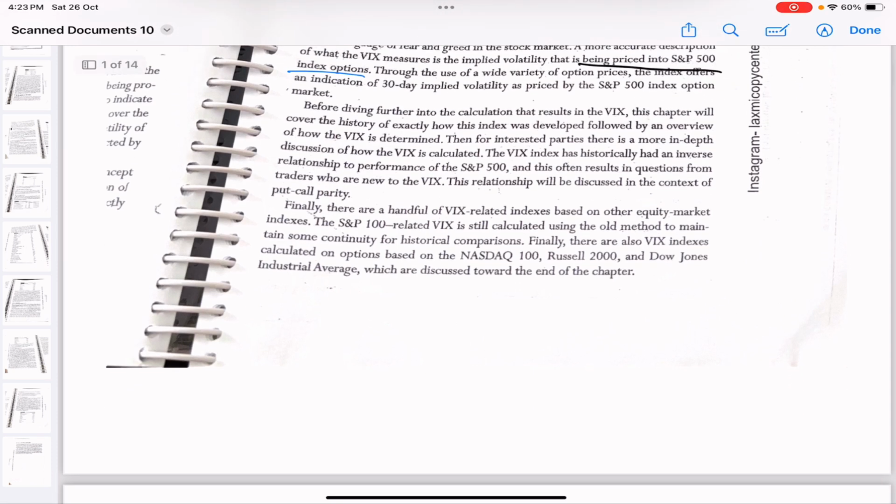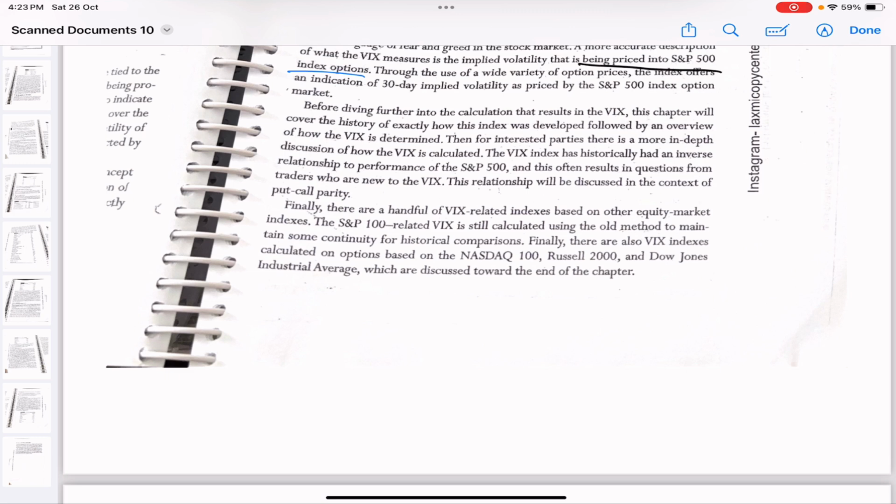Before diving further into the calculation that results in the VIX, this chapter will cover the history of exactly how this index was developed, followed by an overview of how the VIX is determined. Then, for the interested parties, there is a more in-depth discussion of how the VIX is calculated.